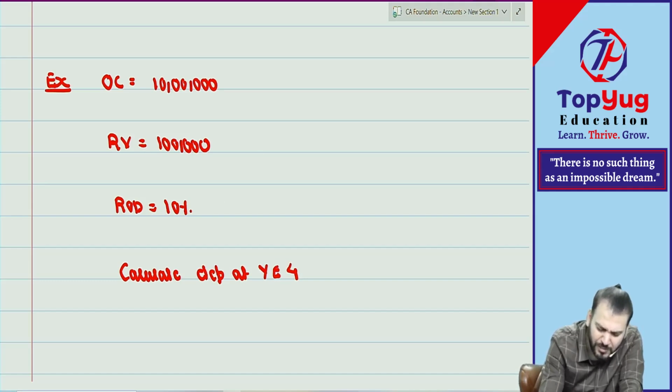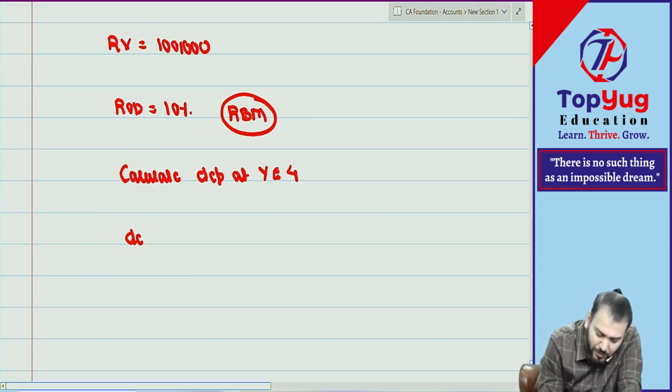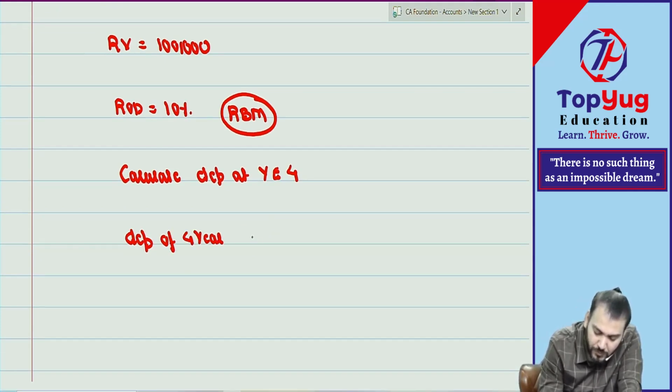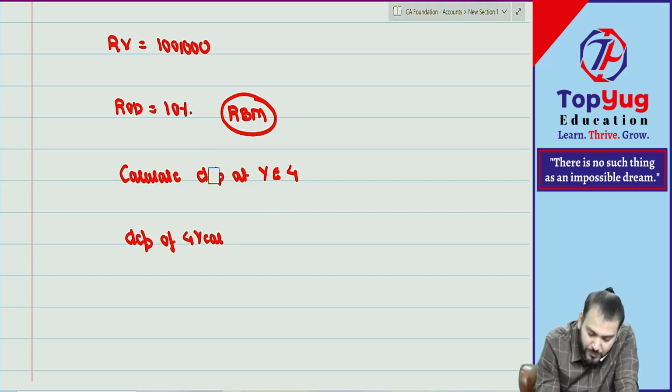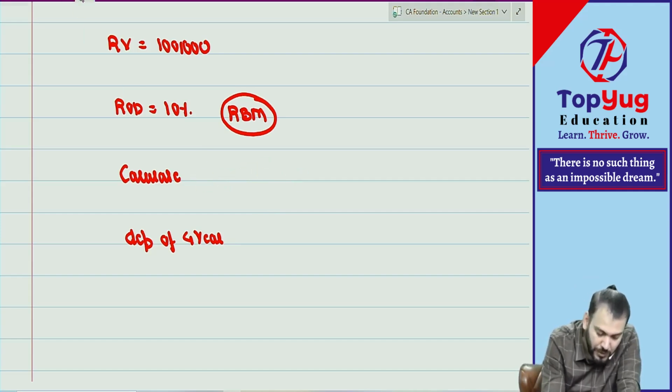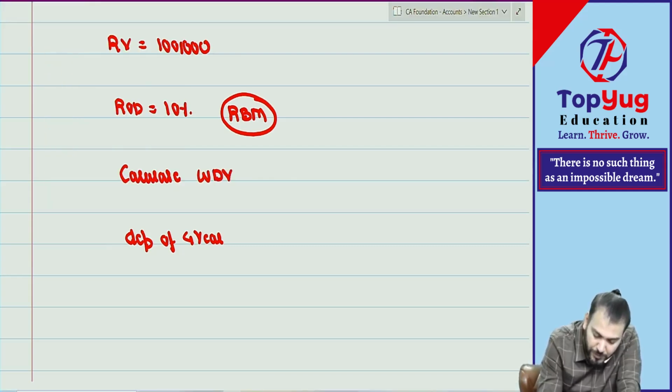Correct? RBM. This is RBM, huh? Now we are doing RBM, no? It is RBM. So can I say in this way? I can calculate in this way depreciation of fourth year will be how much? Or better you write down calculate WDB at year end 4. They may ask you this also. Calculate WDB at year end 4.